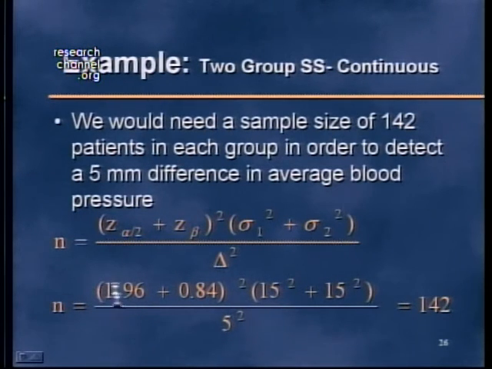We would plug in 1.96, corresponding to an alpha of 0.05. We would plug in a z of 0.84, corresponding to a beta of 0.2. And then we plug in 15 for the standard deviations. We said we were interested in detecting an average difference of 5 millimeters. So the total sample size we would need is 142 in each group. In other words, a total sample size of 284.